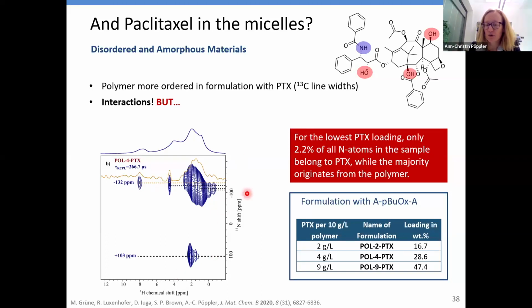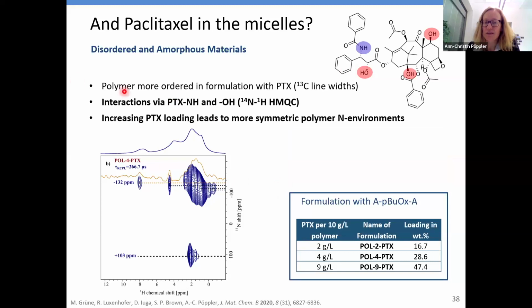And this means that both of the signals that we observe in the NMR spectrum actually result from the polymer, and we only see the paclitaxel through the contacts that we have here by the polymer, but not in the nitrogen itself. And once we realized this, then we could analyze and interpret this, and we found, for example, interactions of the polymer with the nitrogen and oxygen polar groups of paclitaxel, and also could see that the nitrogen of the polymer gets more symmetric, so it's more like a tetrahedral environment rather than the initial asymmetric nitrogen environment.